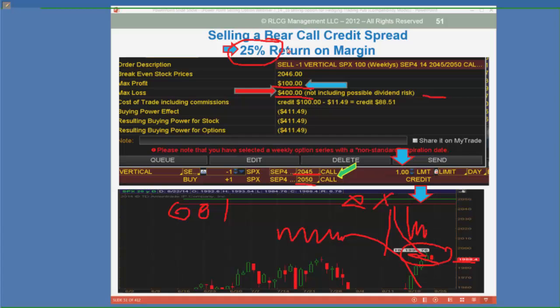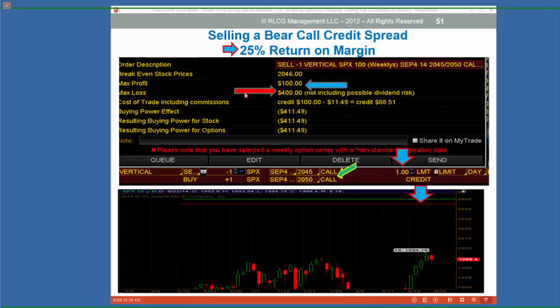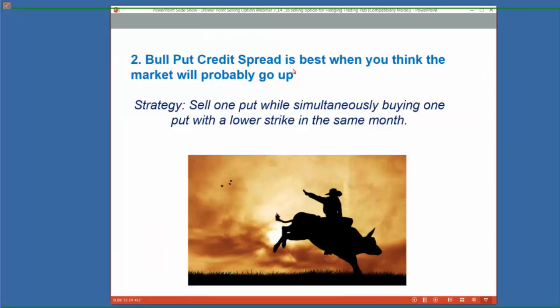Okay, it's a bearish strategy. Now, the bull put credit spread is a bullish strategy if you think the market's going to go up. You could just sell a put out of the money, but then you're going to have a lot of risk. Or you could sell one put while buying another put with a lower strike in the same month. So that's your bull put credit spread. And this is an example of that.